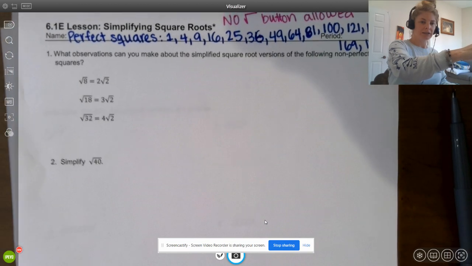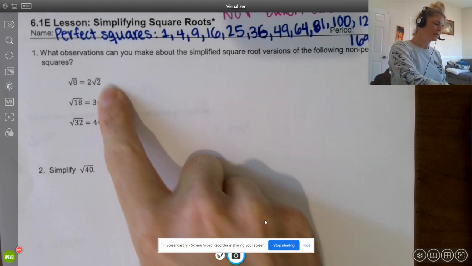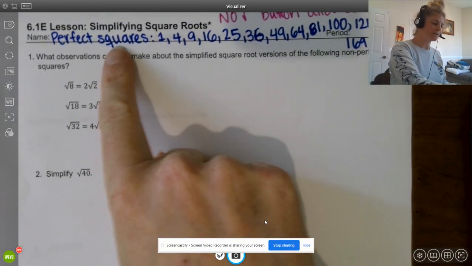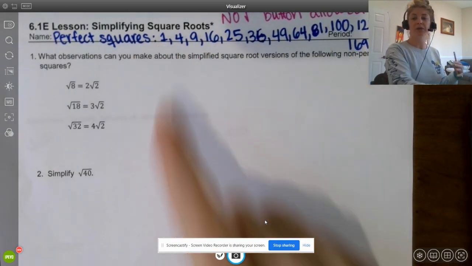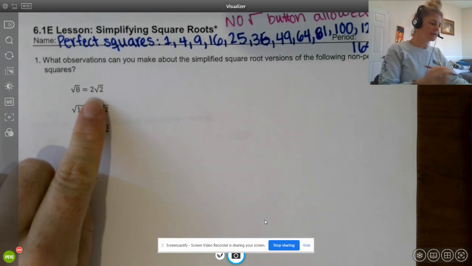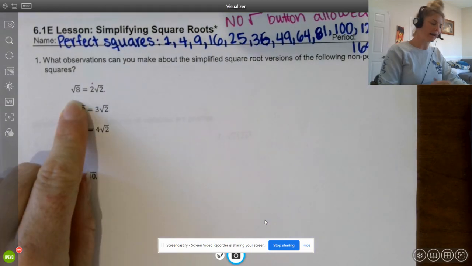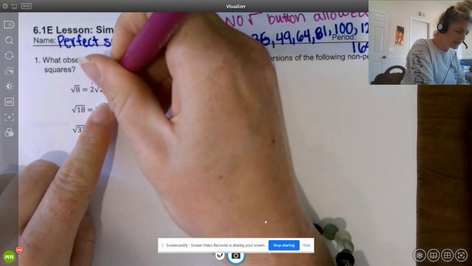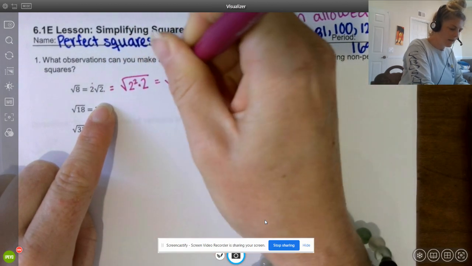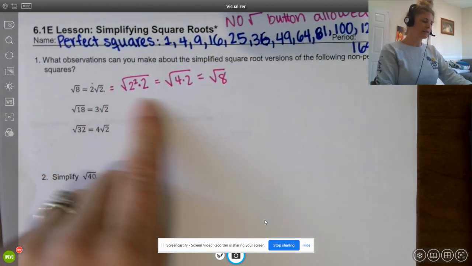Something I notice is, first of all, obviously that's all 2 on the inside. The number left on the inside of the radical doesn't have any perfect square factors other than 1. So we know it's completely simplified. The other thing I notice is if I square the number on the outside and multiply it by the number on the inside, I get back to the original. So if I have 2 squared times 2, that's 4 times 2, which is 8. And that's kind of the steps that we took.